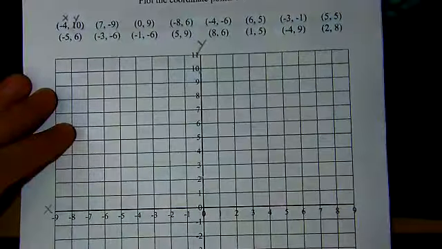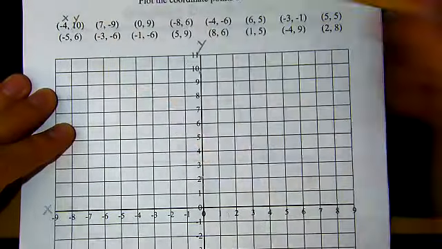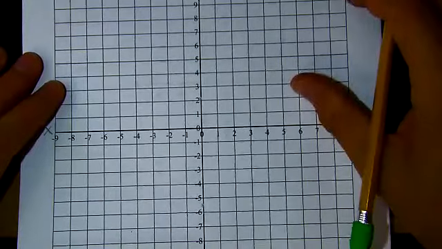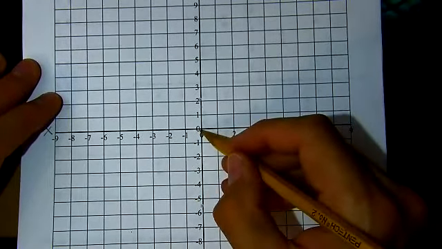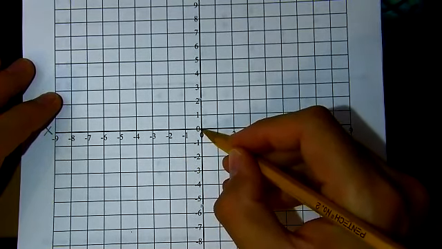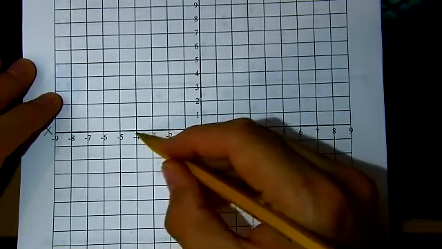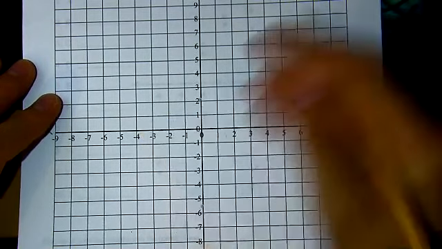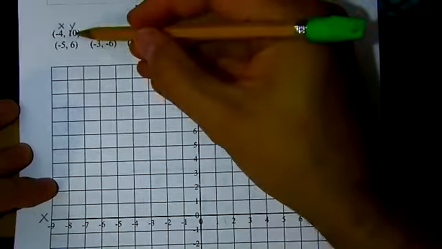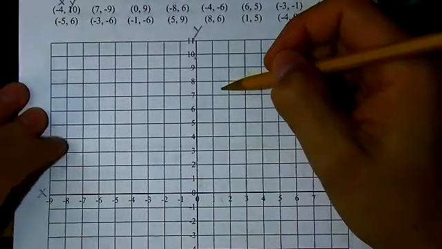So the first point is -4, 10. So I said always go left and right first. So the first thing you would do is you'd find -4. So here's your 0 right in the center. 1, 2, 3, 4. You can see it's got a -4 in front of it. Then your second number is 10. So you're going to go up 10.